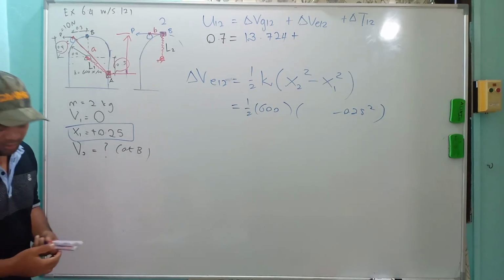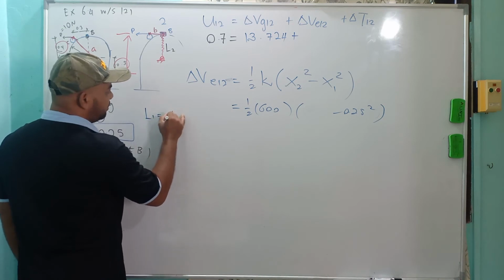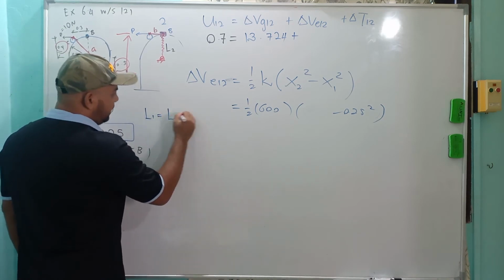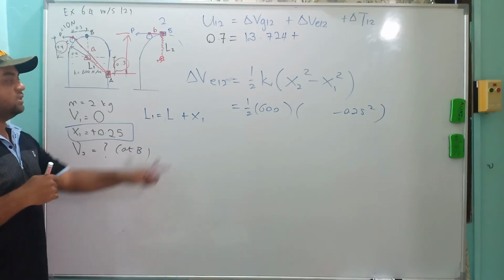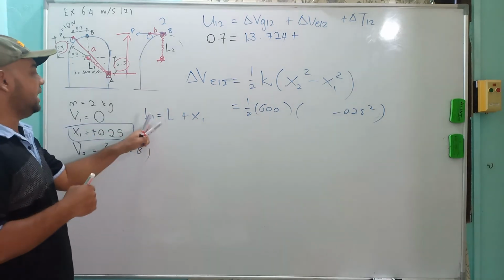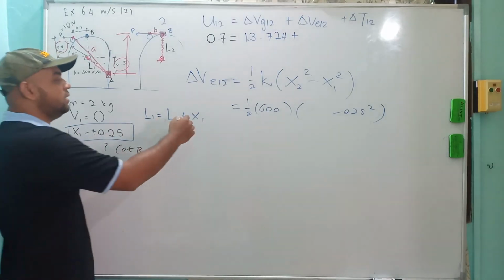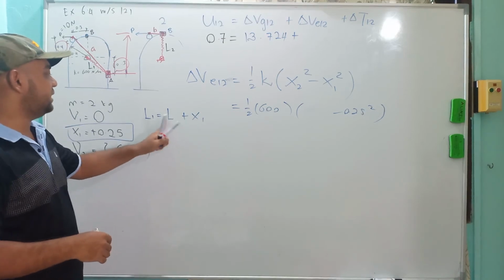Okay, x1 equal to 0.25. And you know that L1 equal to L plus x1. From here, you can calculate what is the value of L, because you want to use it in the second equation, which is L2 equal to L plus x2, to get the x2 to be put there. So first you need to find what is L.